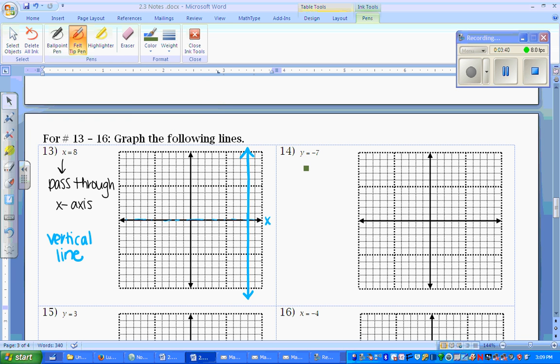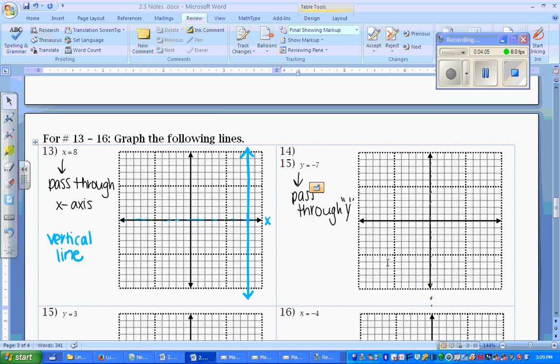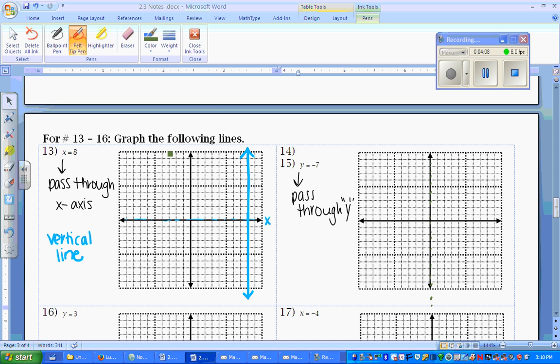Number 14, I should pass through the y-axis. Remember, your y-axis goes up and down. We want to pass through it at -7, crossing directly over it. This is a horizontal line.